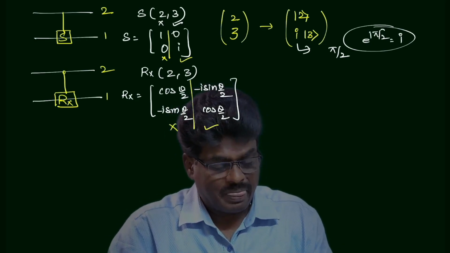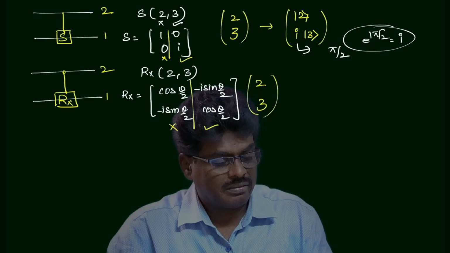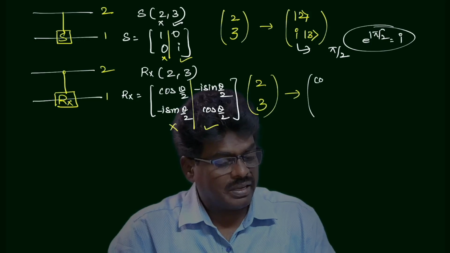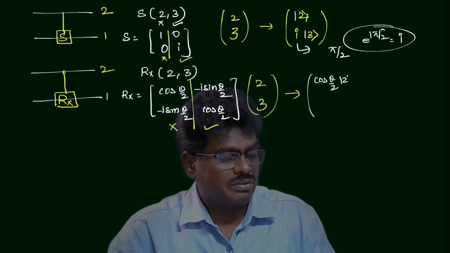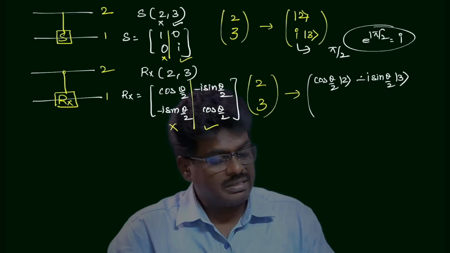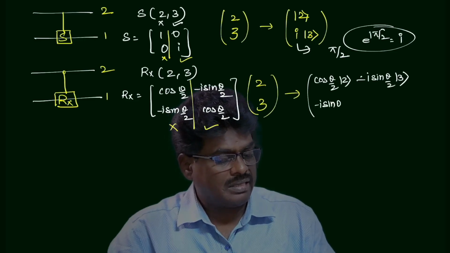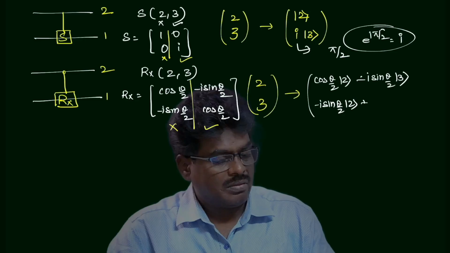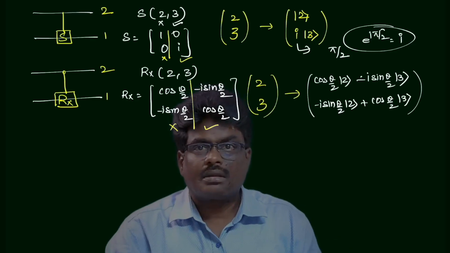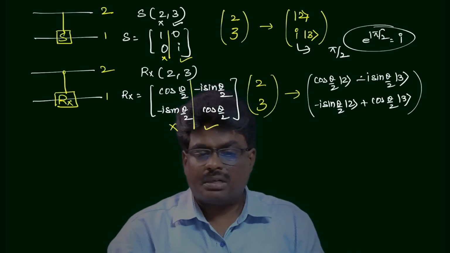And here we have 2 3. So what it will do, this 2 is off, that's why cos theta by 2 2, minus I sin theta by 2 3, and 3 is in on state, that is minus I sin theta by 2 2 plus cos theta by 2 3. Like this you can proceed.